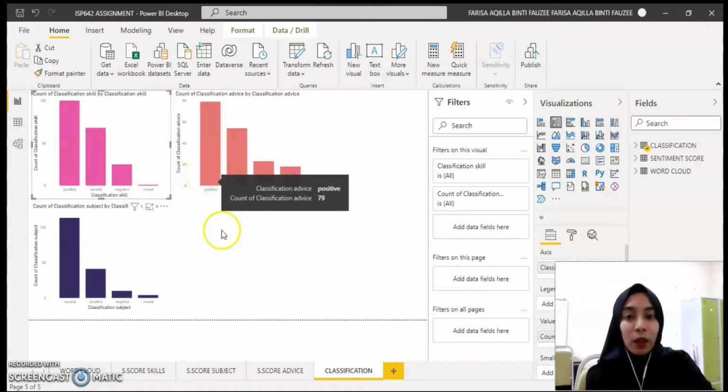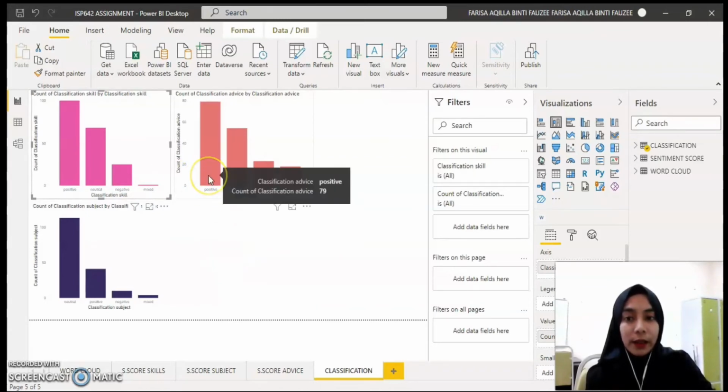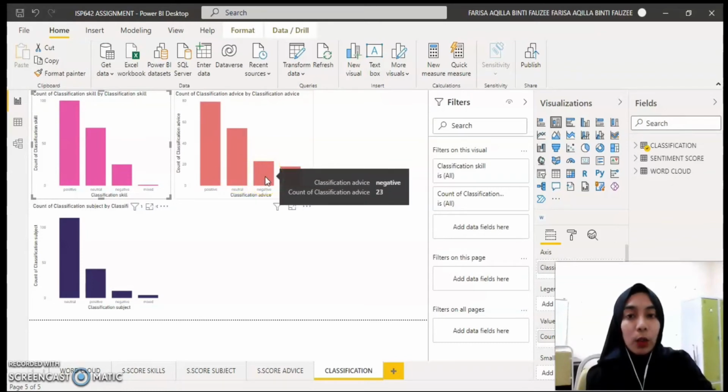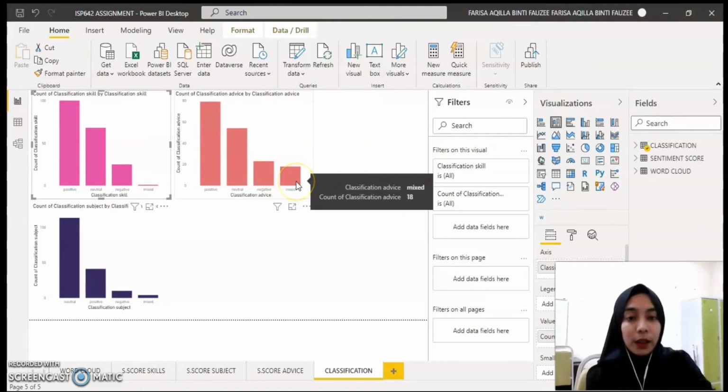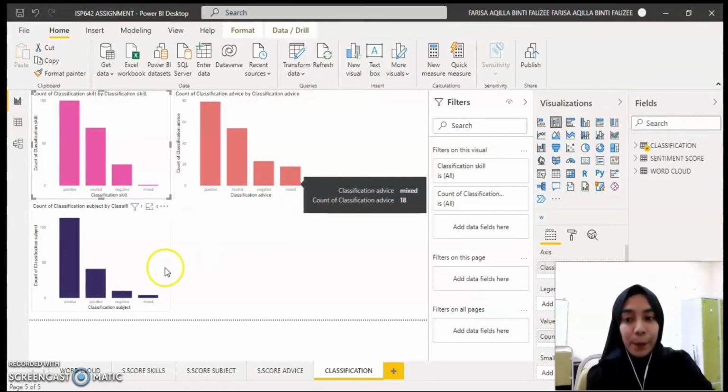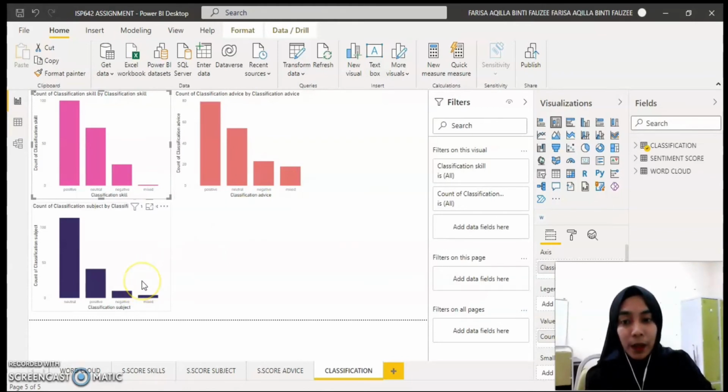The next aspect of data is advice. So the highest classification for advice is positive with the count of 79. The second highest is neutral with the count number of 54. The third one is negative with the count number of 23, and the last one is mixed classification with the number of 18.